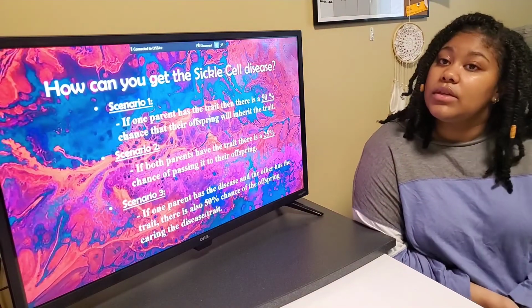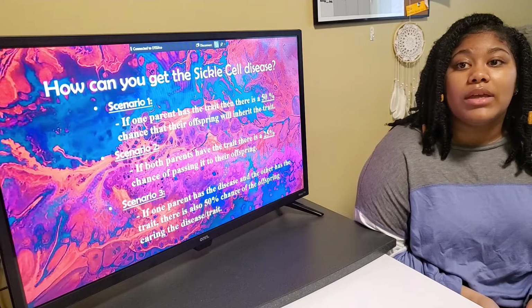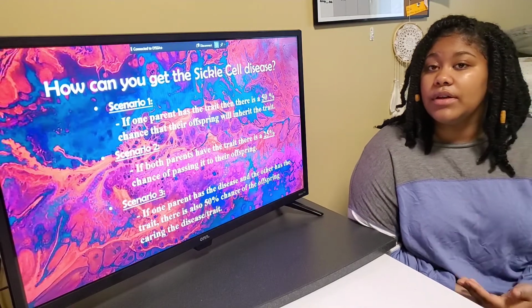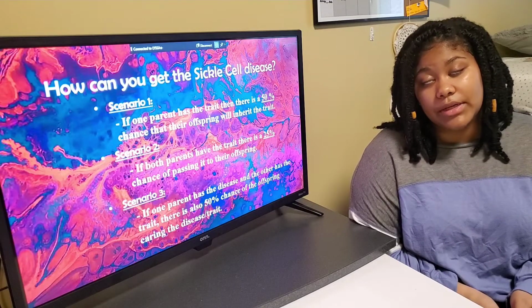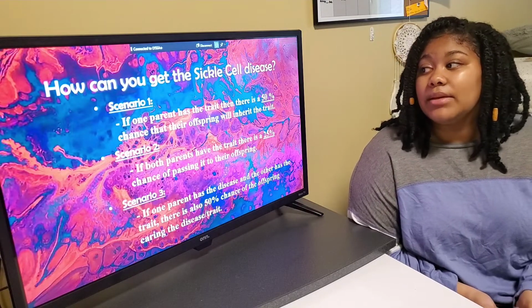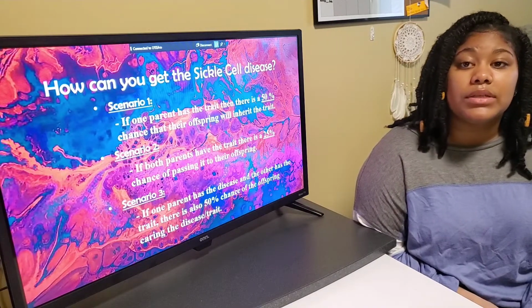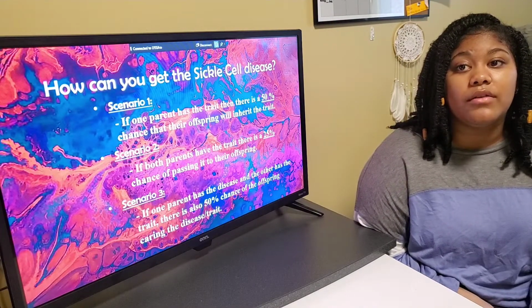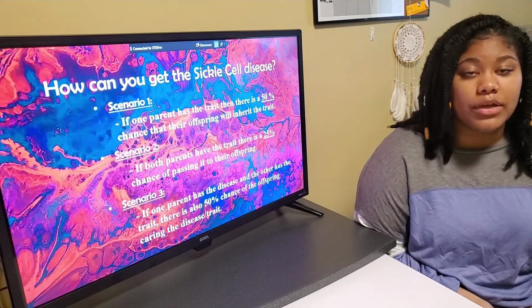How can you get the sickle cell disease? Well, there are 3 scenarios for how you can inherit the disease. The first scenario is a 50% chance of inheriting. That is simply because if one parent has the trait, you have a 50% chance of inheriting the trait, or not inheriting the trait at all.